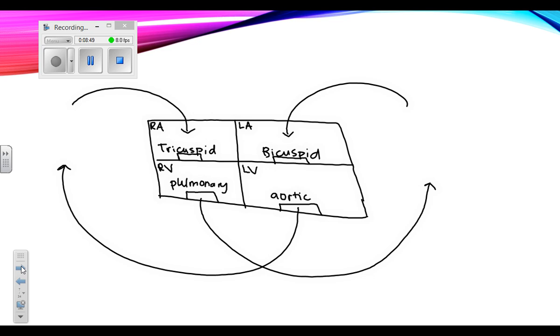I know that the ones on the top, the ones that are attached to atria, are both veins. And the ones on the bottom, the ones that are attached to ventricles, are both arteries. So the thing that's left for me to fill in is what's the name of those vessels. This vein is the vena cava. This vein is the pulmonary vein.